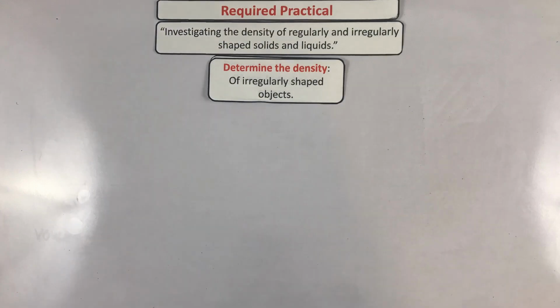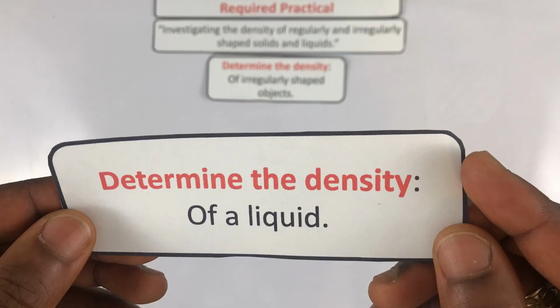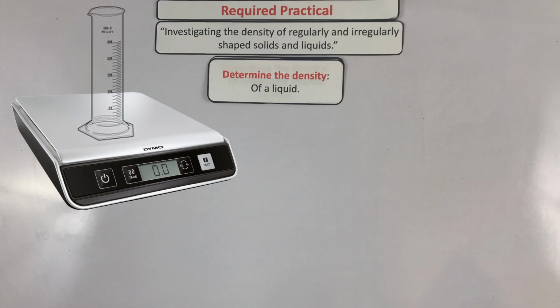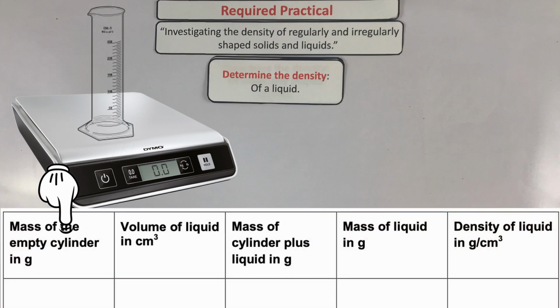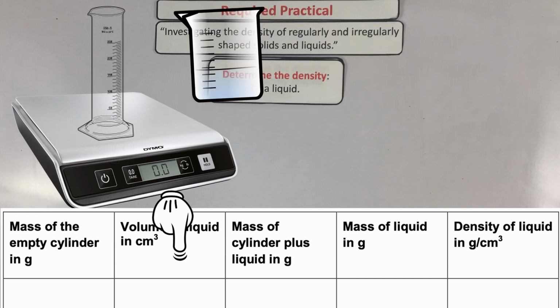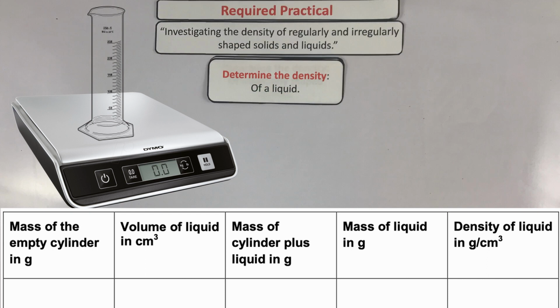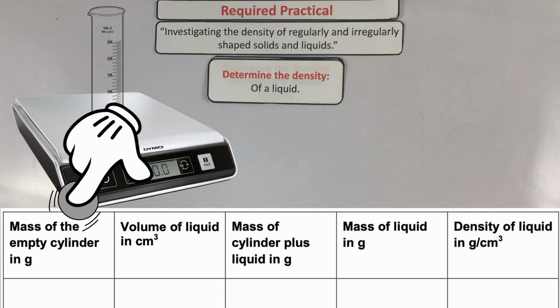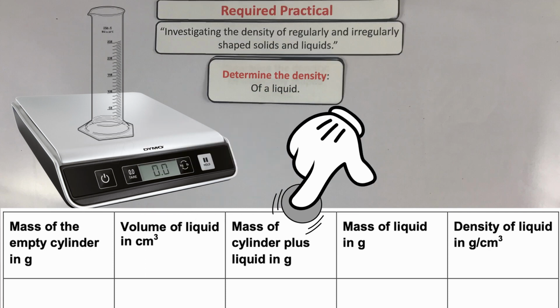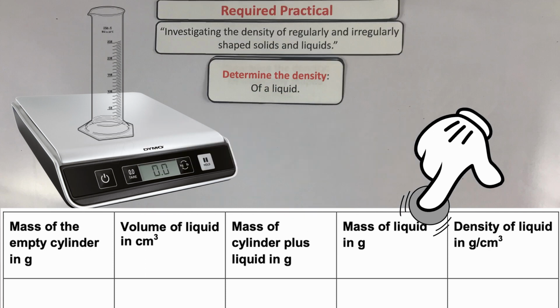The final activity will have you determining the density of a liquid. The first thing you do is measure the mass of your empty measuring cylinder and then record it in a table like this one here. You pour 100 centimeters cubed of your liquid into the measuring cylinder. Measure and record the mass of the measuring cylinder after you've added your liquid. You take this mass away from your initial mass, which was just a measuring cylinder by itself, and this gives you the mass of your liquid by itself.